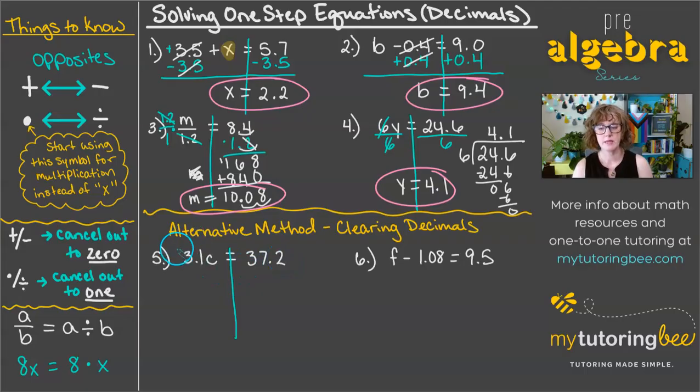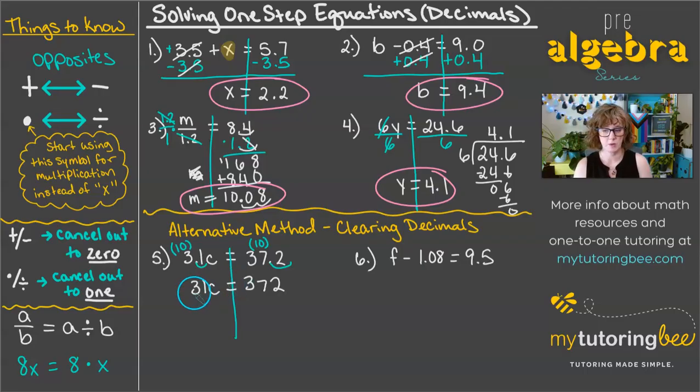What I can do is multiply each term by 10. And what that does is that moves my decimal point over 1 place value. So now I just have whole numbers that I'm working with. Now I'm allowed to multiply by whatever number I want to, as long as I multiply each term by that same number. I chose to multiply by 10 because that's all I needed to get my decimal moved over one spot. Each of these numbers just had a single digit after the decimal point, so that's all I needed, just that one movement of the decimal point. So now what I have is 31c equals 372.